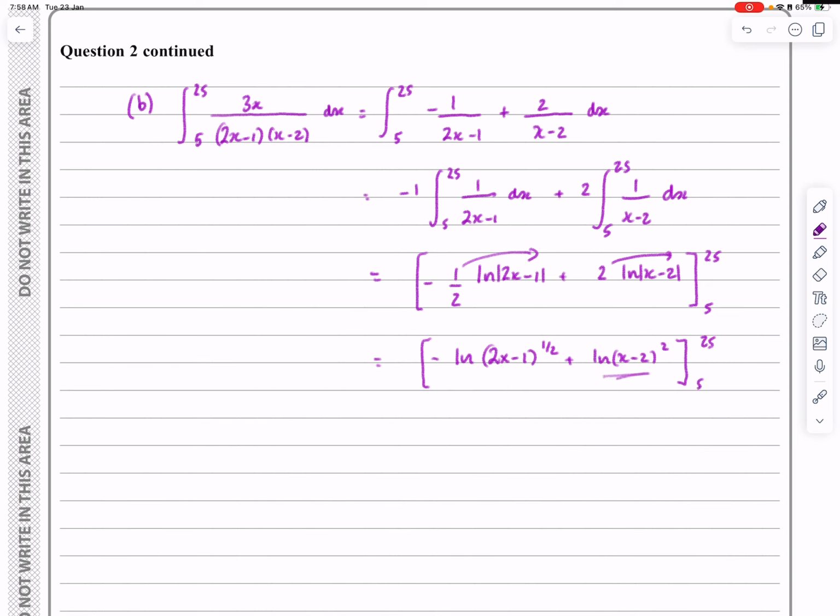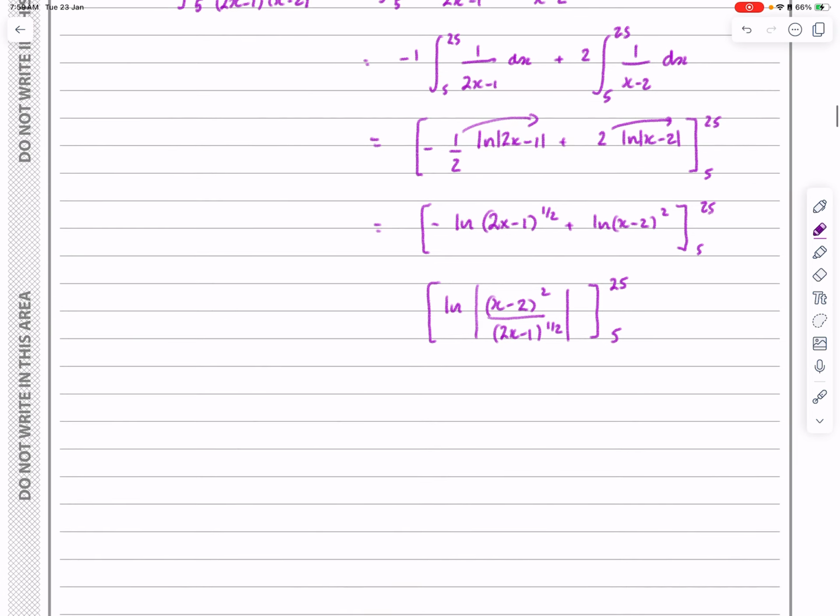And then if I've got log A minus log B, I can now write this down as log x minus 2 squared all over 2x minus 1 to the half. Okay, so all I've done there is to combine that together to be a single log now. So I'll tell you what, let's leave it as the modulus and keep jumping about backwards and forwards between those. Doesn't make any difference with this one because none of these are going to be a negative. And we're doing that between 25 and 5.